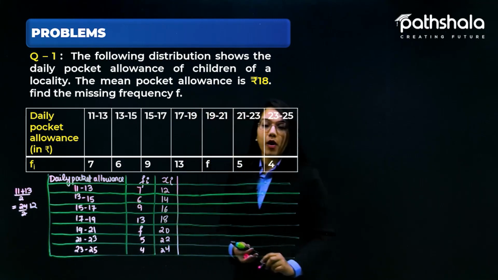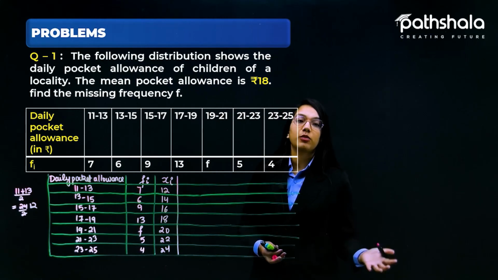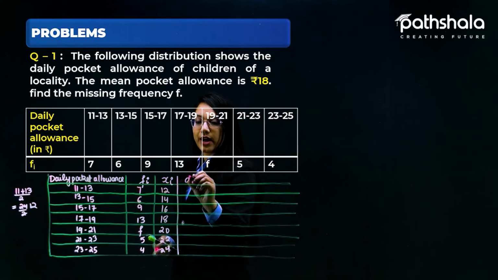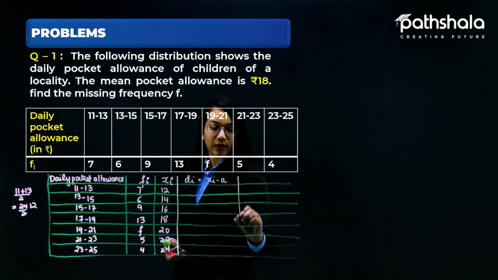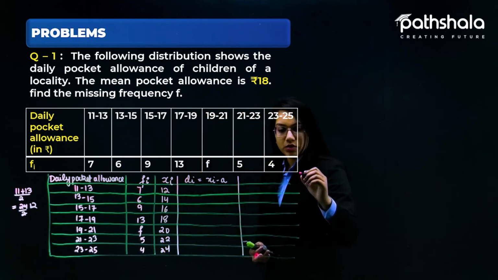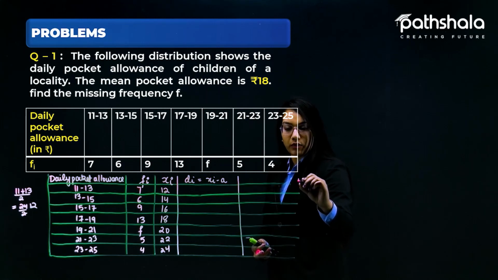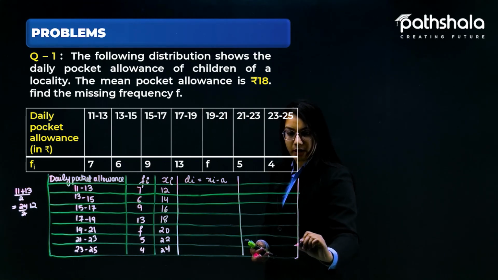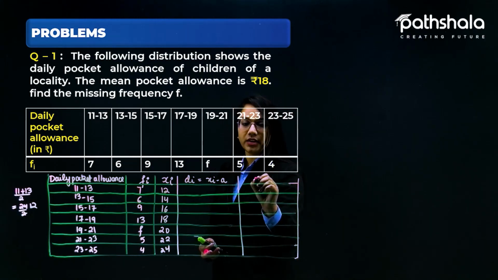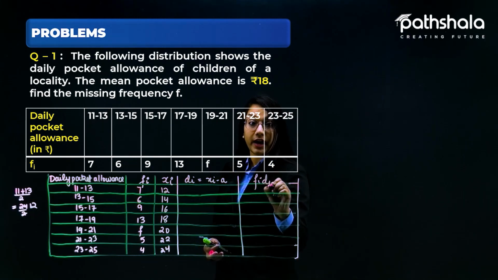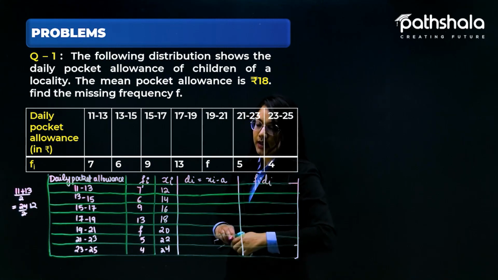Now let's just talk about the next column, which is nothing but Di. So we know that Di is actually nothing but Xi minus A. So let's just calculate Xi minus A. Let us suppose I'm just ending my table over here. So this is Fi, Xi minus A, and the next column would be of Fi into Di. So Di is Xi minus A.